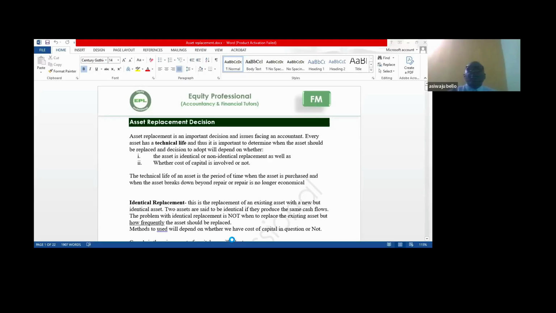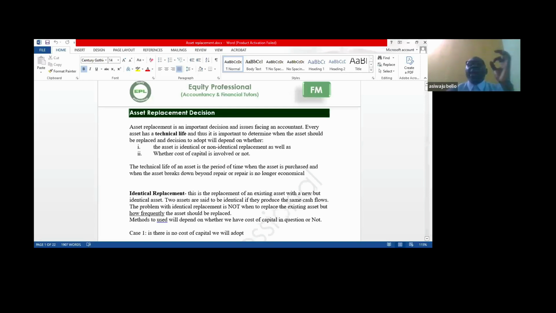Of course, every company requires assets to achieve its business objectives. For example, the plants and machinery. The plant that we use for production, the machine will depreciate here. The technical life of an asset is the period of time between when the asset is purchased and when the asset breaks down beyond repair, or where repair is no longer economical.